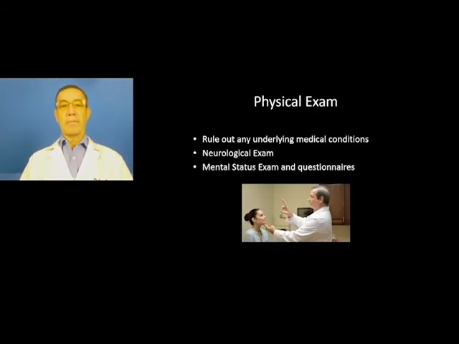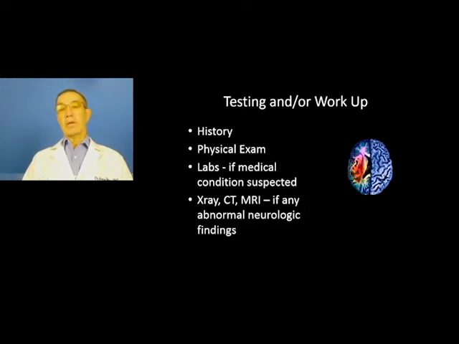or self-blame. On the physical exam, mainly to evaluate for neurologic underlying medical conditions, and also we'll do a mental status exam, and we may use some questionnaires like the PHQ-9 test. On the testing, we'll do a history, we'll do a physical, there's labs if medically indicated, and we may do advanced imaging of the brain, such as X-ray, CT, or MRI.